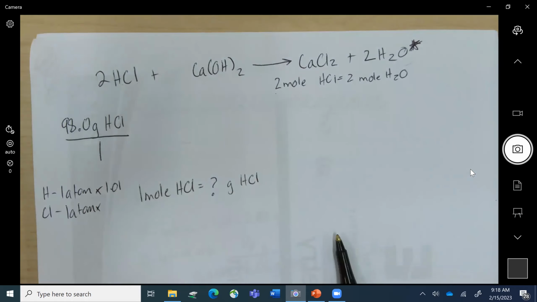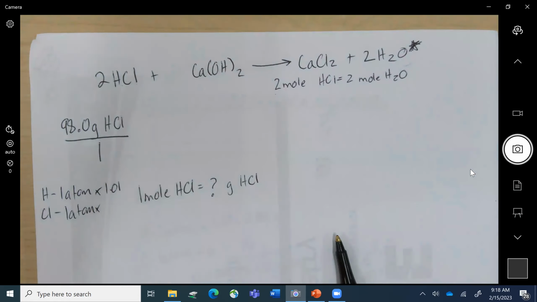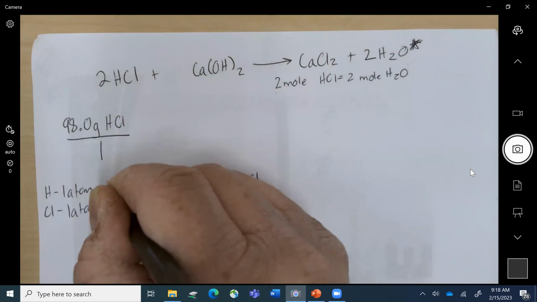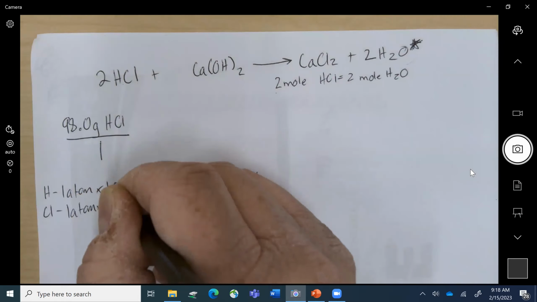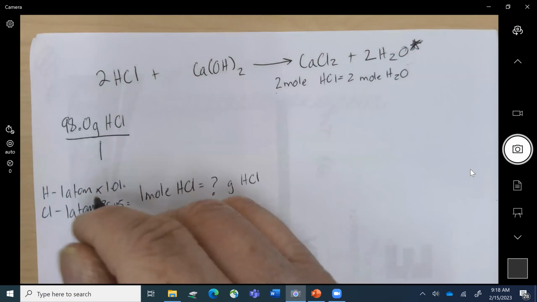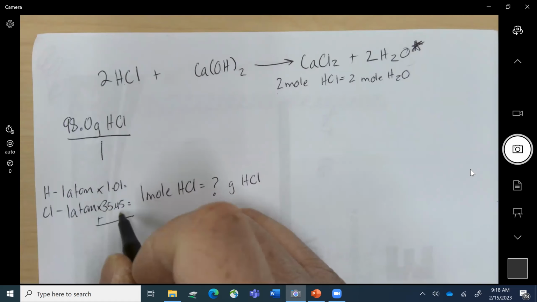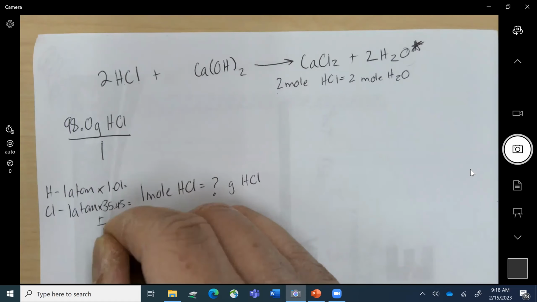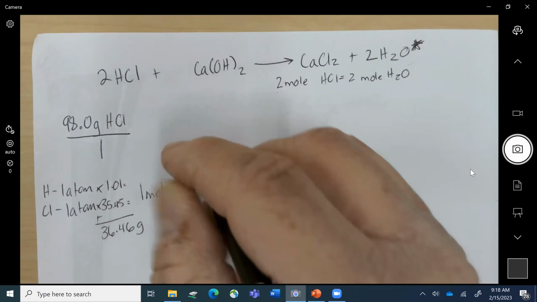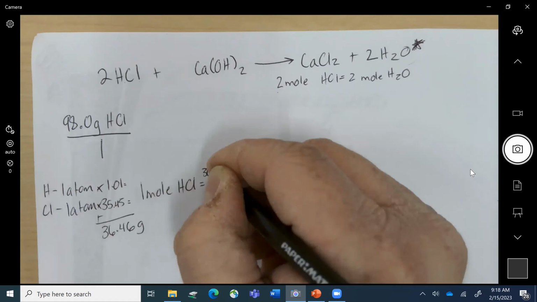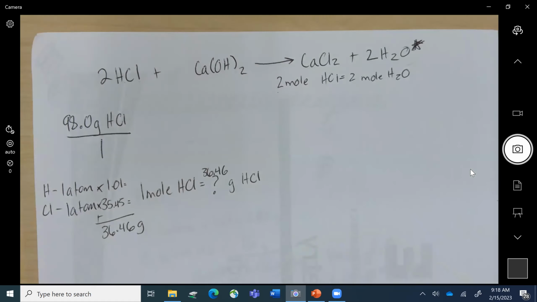Hold on. Chlorine. Atomic weight, atomic mass. I thought so. All right, 35.45. So we'd multiply those out. Basically, you're going to get 1.01 plus that, so 36.46 grams. So 36.46 grams equals 1 mole of that.